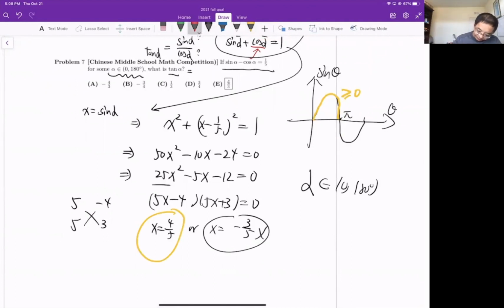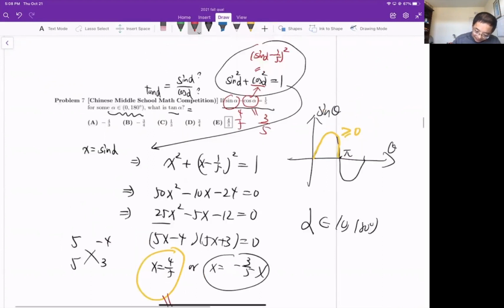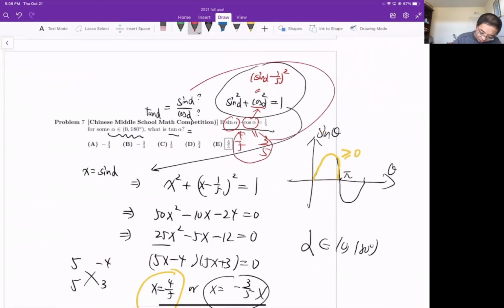Okay, if I know sine is 4/5, now for cosine, this will be just 3 over 5. And if we put these two back, we get tangent is 4 over 3.